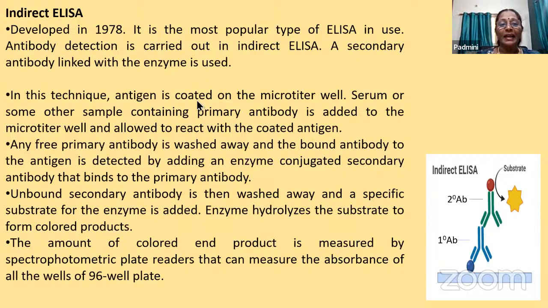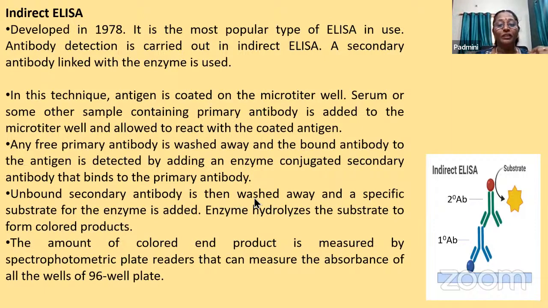So in this technique, antigen is coated onto the microtiter well. Serum or a sample containing primary antibody is added to the microwell and allowed to react with the coated antigen. Any free primary antibody is washed away with buffer solutions. And then the primary antibody is detected by adding an enzyme-conjugated secondary antibody. Can you see the primary antibody and secondary antibody over there? The secondary antibody is conjugated with that enzyme.